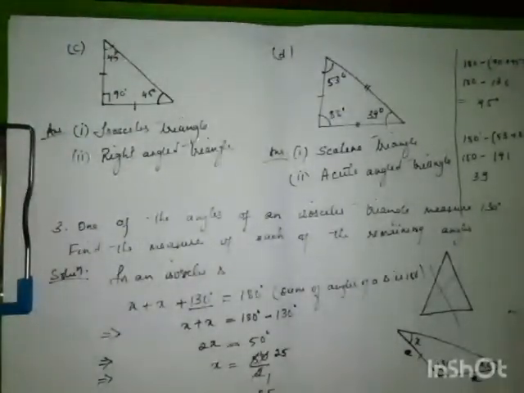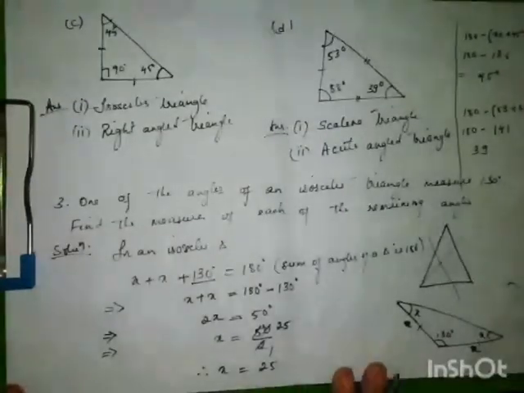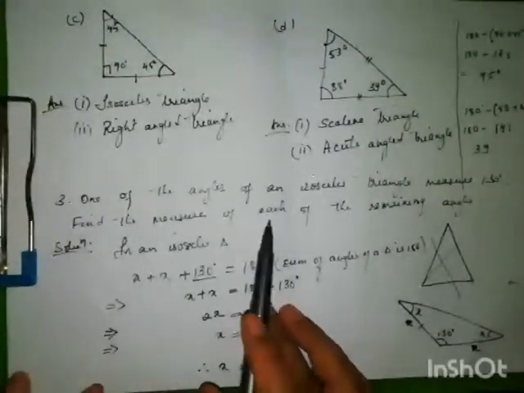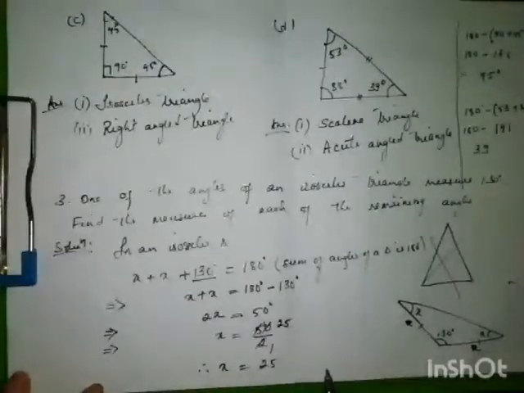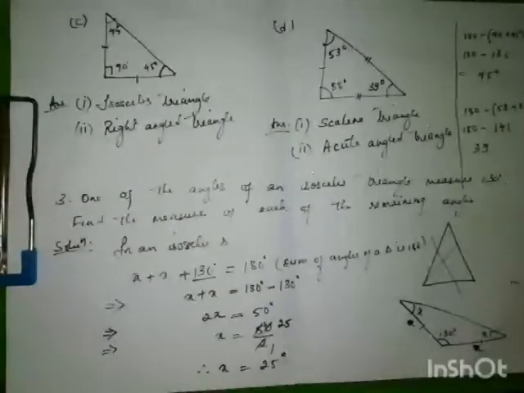25. Hence, the measure of each of the remaining angles is 25 degrees. This is the conclusion.